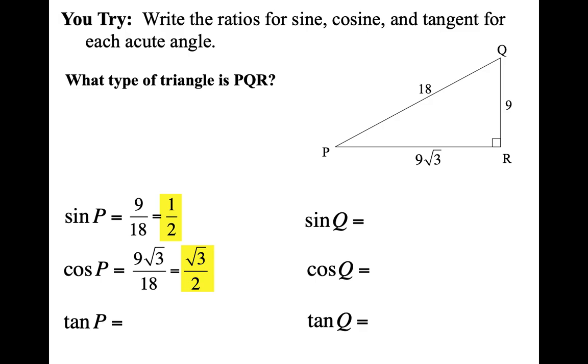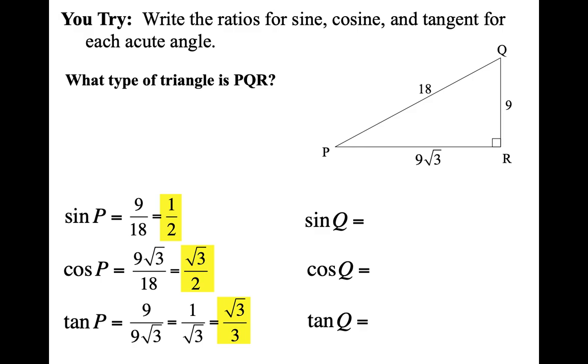And then tangent, we have opposite over adjacent. So the opposite leg is 9 over the adjacent leg, which is 9 square root of 3. So we want to reduce 9 over 9, which is equal to 1. We want to make sure that the square root of 3 stays in the denominator for that first reduction. So we have 1 over square root of 3. Then we rationalize the denominator by multiplying both top and bottom by the square root of 3. 1 times the square root of 3 is square root of 3. Square root of 3 times square root of 3 is the square root of 9. The square root of 9 is 3, and so our final answer for the tangent of 30 degrees, which is angle P, is square root of 3 over 3.